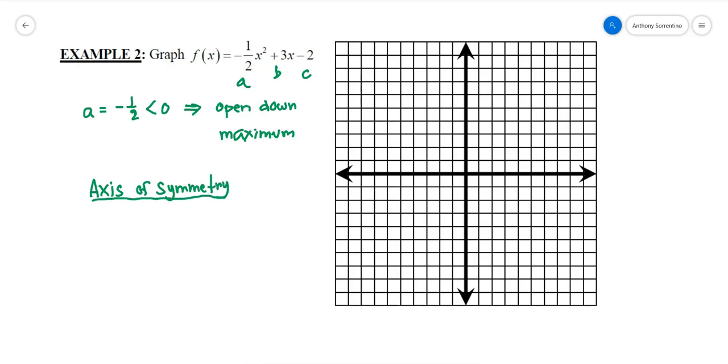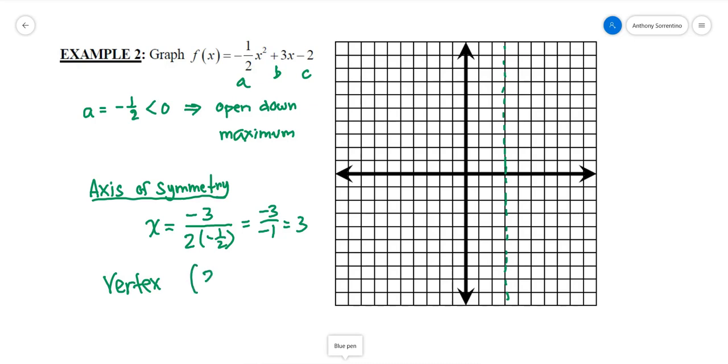The axis of symmetry is going to be at the formula x equals negative b over 2a. Well, that's going to be negative 3 over 2 times negative 1/2, which is negative 3 over negative 1, which is 3. So I know the axis of symmetry is at x equals 3. I'm just going to draw a dashed line there right now. And my vertex, so far, I have the coordinate 3 comma something.